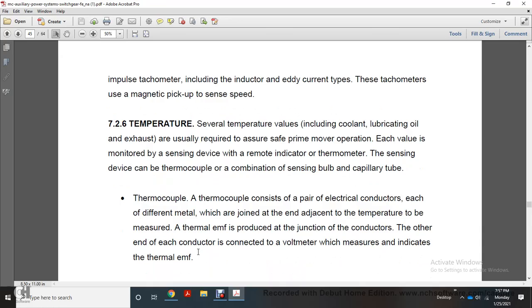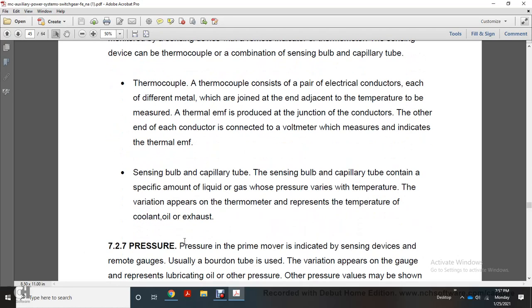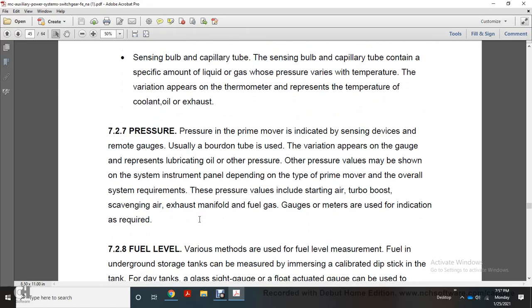Each value is monitored by a sensing device and remote indicator thermometer. The sensing device can be a thermocouple or a combination sensing bulb and capillary tube. A thermocouple consists of a pair of electrical conductors, each of a different metal, joined together and exposed to the temperature. When you measure temperature, a thermal electromotive force is produced at the junction of the conductors. Each conductor is connected to a voltmeter, which measures the thermal electromotive force. The sensing bulb and capillary tube contain a specified amount of liquid or gas whose pressure varies with the temperature. The variation appears on the thermometer as a representation of coolant, oil, and exhaust temperature.